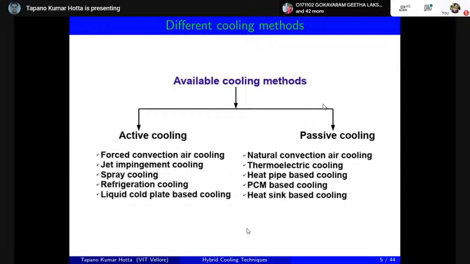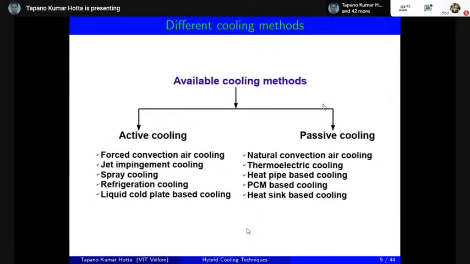It's quite obvious when you talk about active, you need an external agent. You need an external agent for the cooling of the device. And when you talk about passive, this occurs naturally. Like I will give an example. You take your human body and you just go out, and by the nice breeze, when your body is automatically cooled down, that is basically passive cooling.